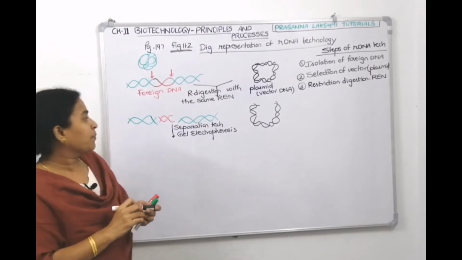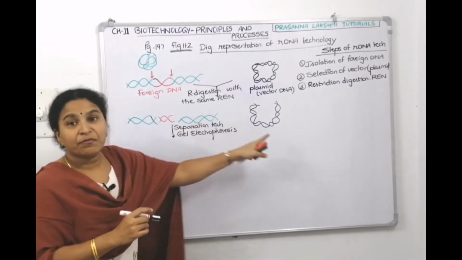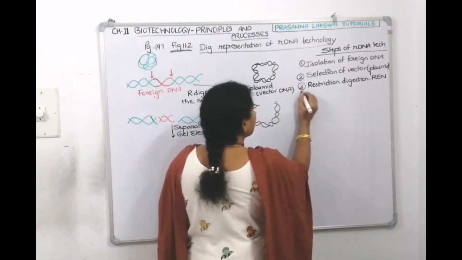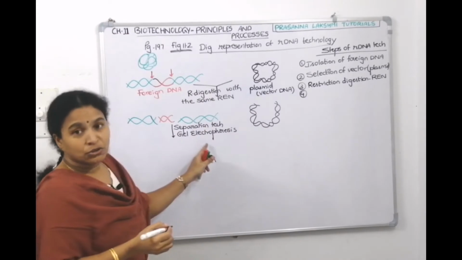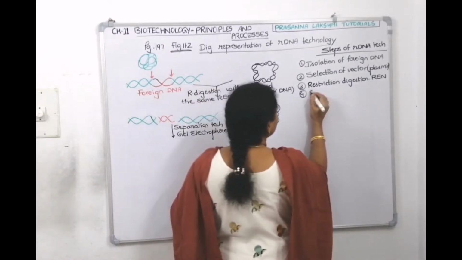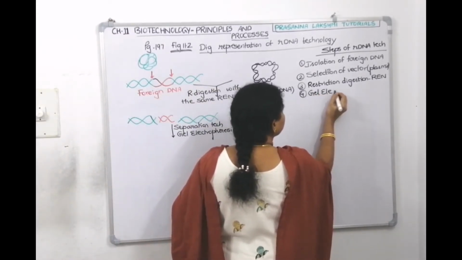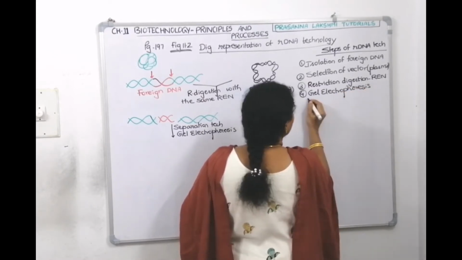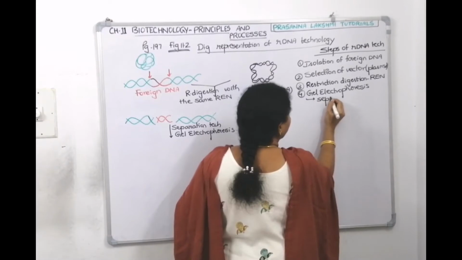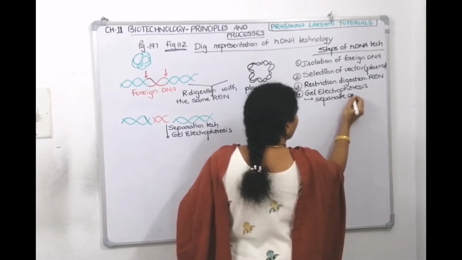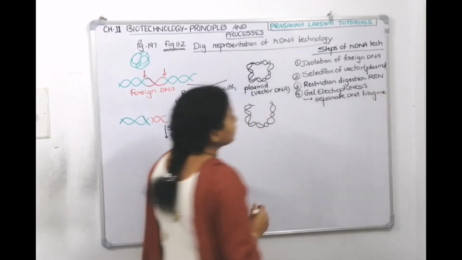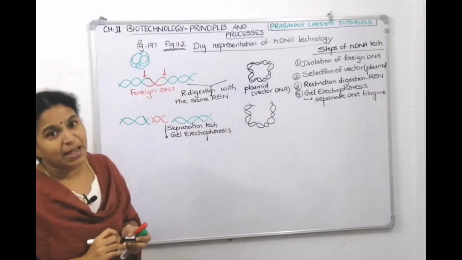Then what is your next step? You are going to join this with this. Fourth step, we'll write it here. After restriction digestion, we'll do gel electrophoresis, right? After doing gel electrophoresis, we'll separate the DNA fragments. What is gel electrophoresis? It's a technique to separate the DNA fragments.